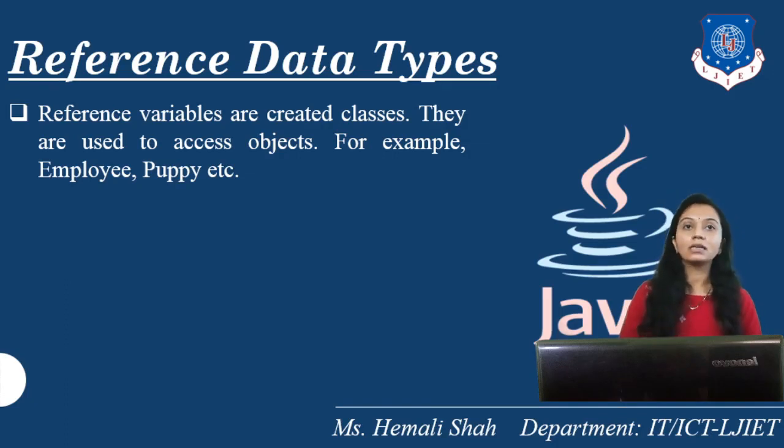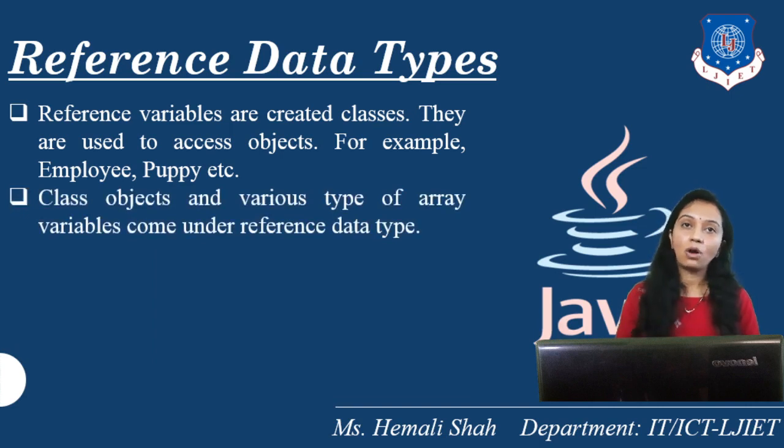Now these are basically used to access the object of a real-time entity. Say, for example, if you want to represent your employee, an employee can be a reference data type, for example a Puppy. This Puppy should be a class in your program, and it actually refers to the particular object. Such a reference data type you can create inside the class, and you have to make a constructor to initialize this particular object of that particular class.